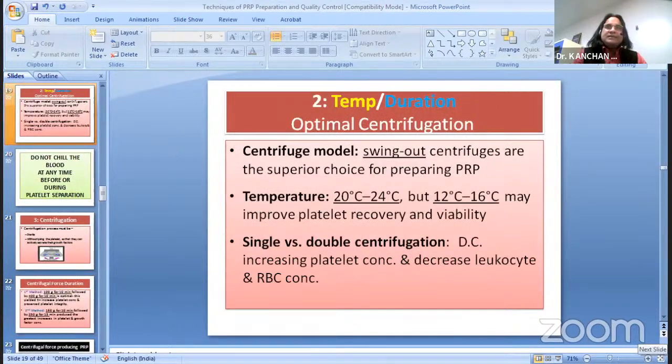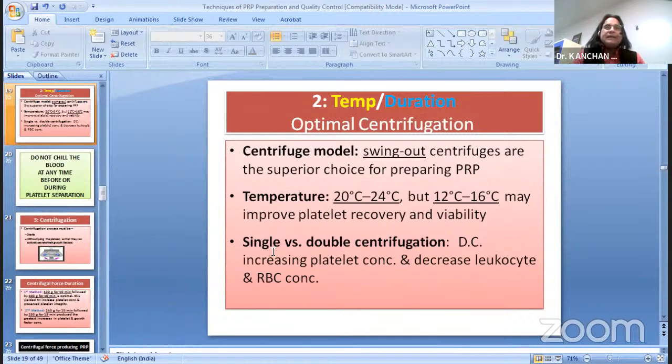So the optimal centrifugation speed, temperature and duration are very important. If you are going to make PRP in your laboratory by the centrifugation method, it is better to have a swing-out centrifuge. That is good, and you can get good platelets in the PRP. And temperature is very important. Temperature is either 20 to 24 degrees centigrade, but in my laboratory I found that 12 to 16 degrees centigrade may improve platelet recovery and viability, right? So you can try 12 degrees centigrade as the optimum centrifuge temperature.